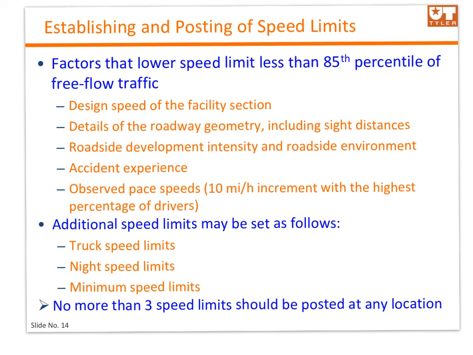And the last factor that can affect the speed limit by lowering it below the 85th percentile is the observed pace speed. So if we do a speed study and calculate the pace, which is the 10-mile increment with the highest percentage of drivers, and the pace is telling us that the pace speeds are less than the 85th percentile, we can drop it to the observed pace speed.